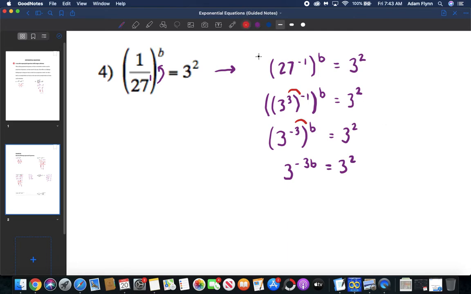Because I can't simplify the left or the right side any further, I can get rid of my bases because they are the same, and set my exponents equal to each other. So on the left side I have negative 3b, and on the right side I have positive 2. I need to isolate my b, so I can divide both sides by negative 3. Negative 3's cancel on the left side, so I am left with b equaling negative 2/3. Okay, let's go on to number 5.